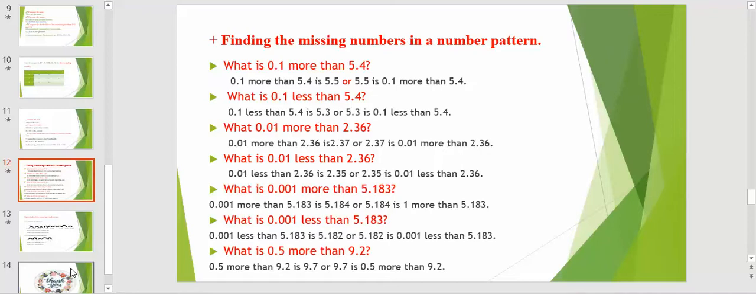Then we are going to find any missing number in the pattern. See, 5.5 is 0.1 more than 5.4. Any sentence like this talks about 0.1 more than 5.4. And we have many examples right here, so please read them yourself.